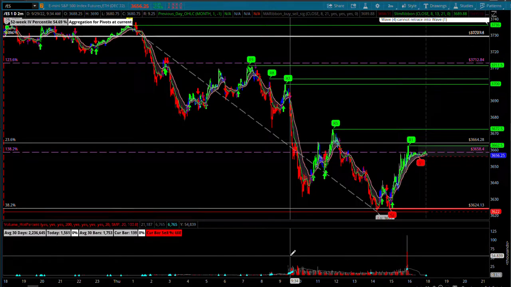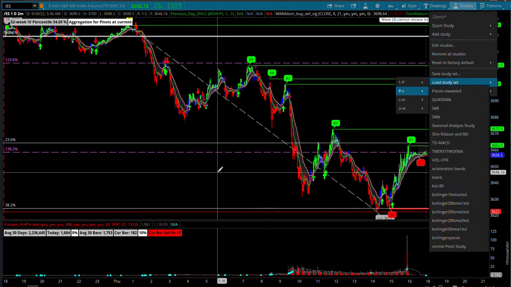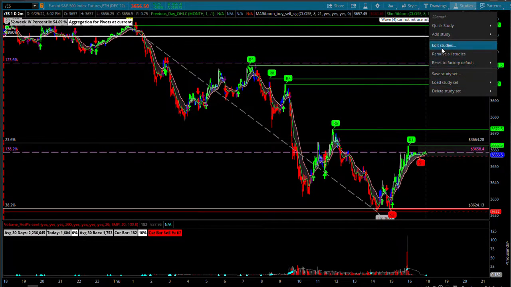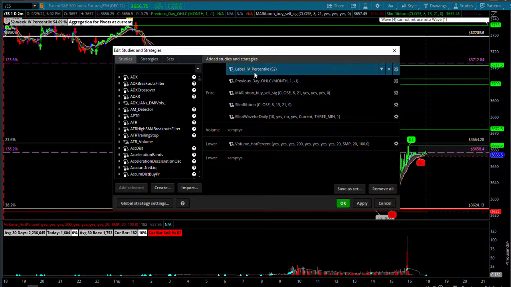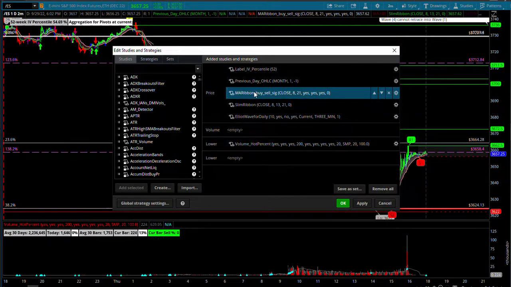First of all, I'm going to go to studies here and show you what studies I have on my chart. I shared this in the group's TOS studies, so you're more than welcome to download this chart as is. You go under edit studies and it'll show what I have on here. I have some labels, the IV percentile and such, previous day high, low, and close, this on the monthly time frame. And then I've got the MA ribbon, which is right back here.